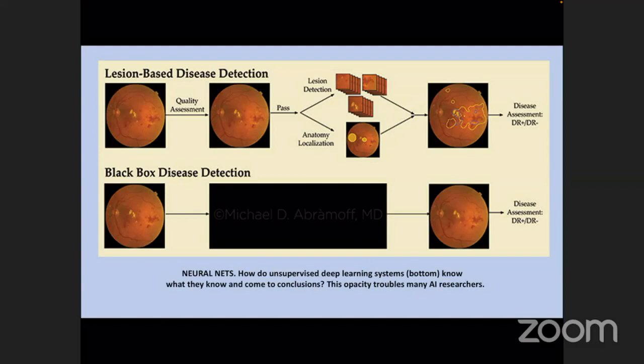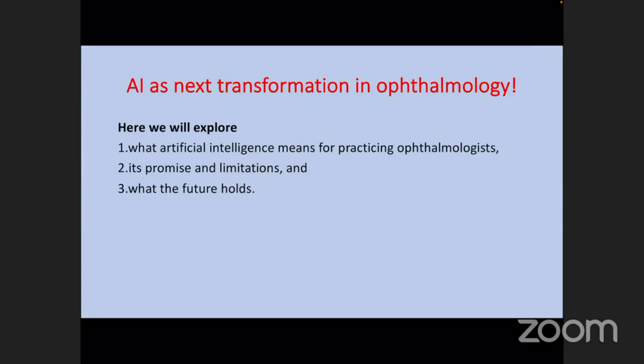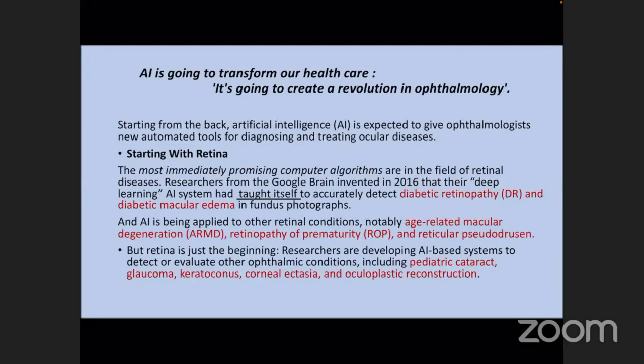So it is the next transformation in ophthalmology. Here we will explore what artificial intelligence means for practicing ophthalmologists, its promises, limitations, and what the future holds. Basically, it is going to create a revolution in ophthalmology. It is already starting with the retina. The work is mostly done in this sector.